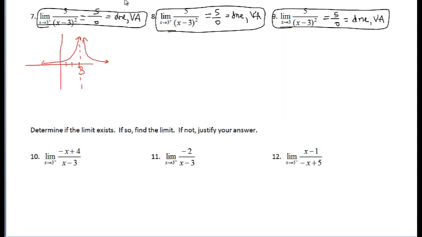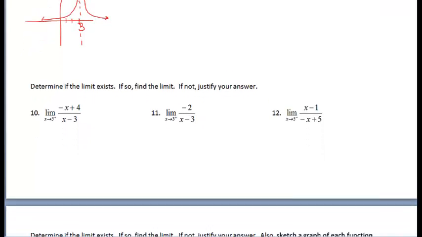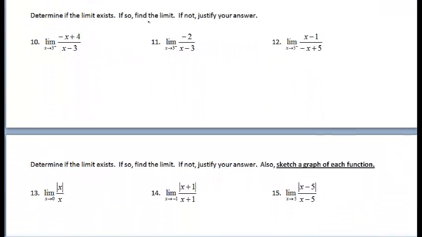I'm not quite sure what happened there, but hopefully everything's okay now. There's just going to be sometimes technical difficulties with this technology. All right, so we're determining if the limit exists. If so, find the limit. If not, justify your answer.